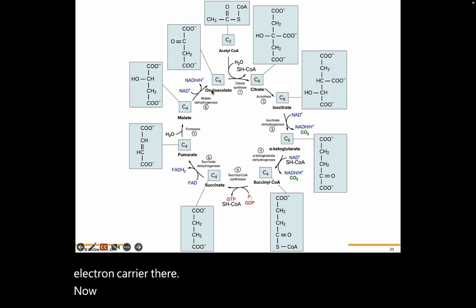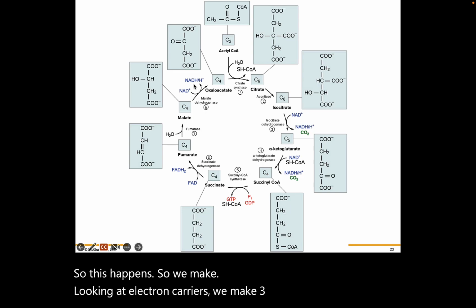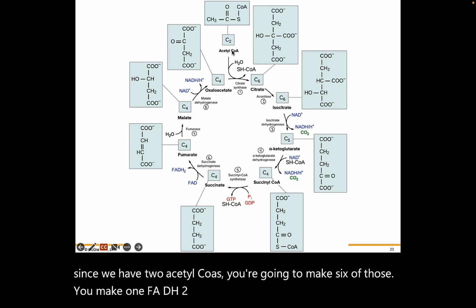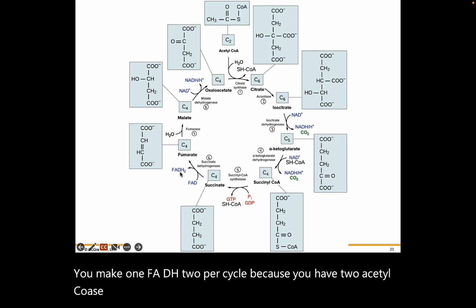Now, so this happens, so looking at electron carriers, we make 3 NADHs per cycle. So since we have 2 acetyl-CoAs, you're going to make 6 of those. You make 1 FADH2 per cycle because you have 2 acetyl-CoAs, you make 2 of these.